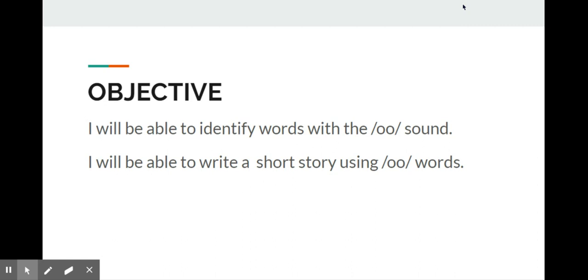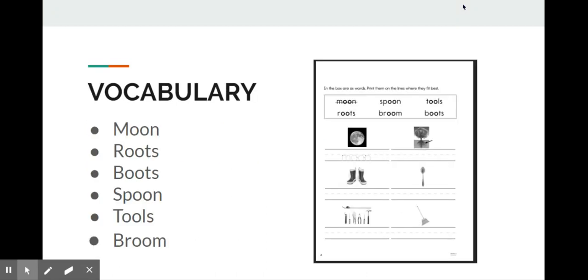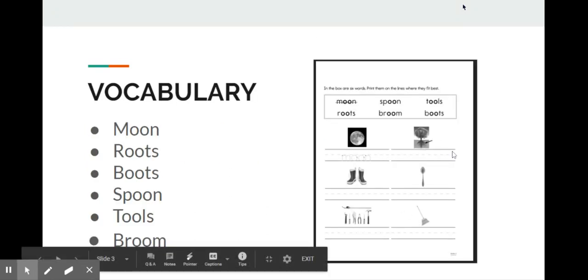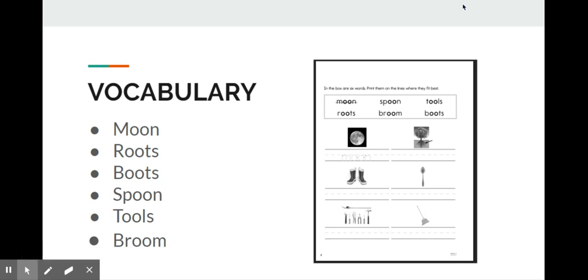On page 2 in your skills book, there is a word box at the top that has some oo words that you had to match with the picture. So here is your page. This is page 2 in your skills book. This is the box I was talking about, and then you had to match the words to the picture. These words I wanted to take straight out of the skills book because you should already be familiar with them. You probably already completed this page. So we're going to take these words to write our short story.